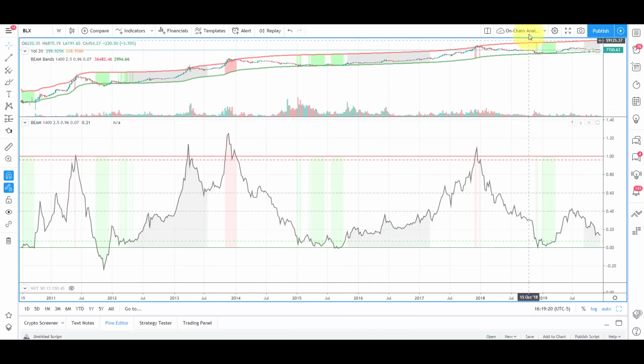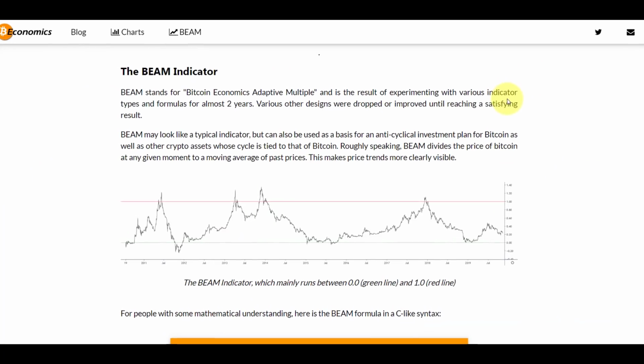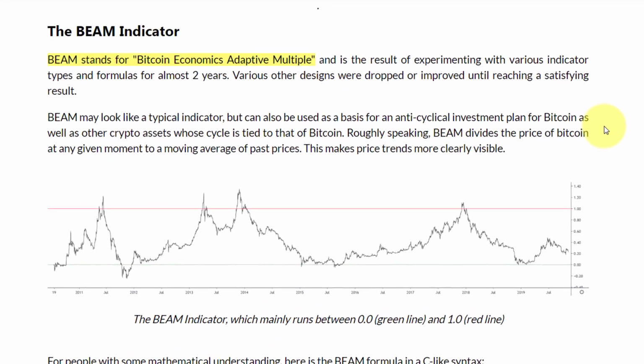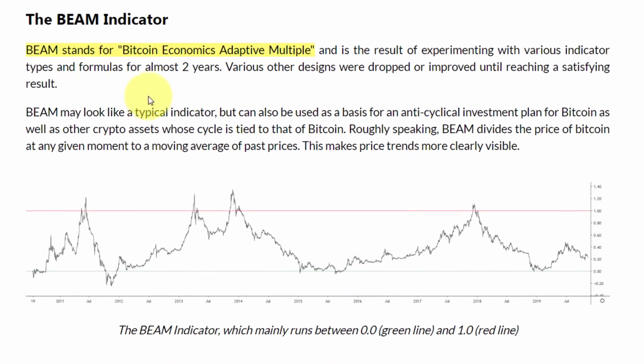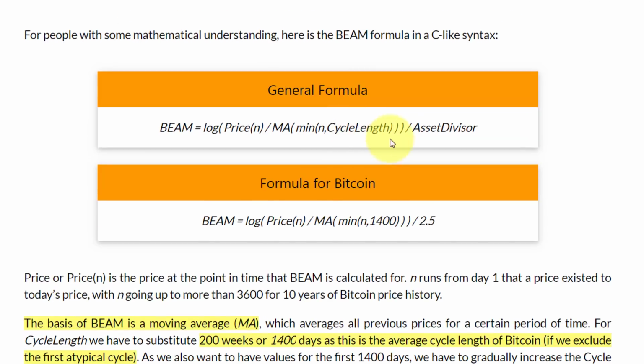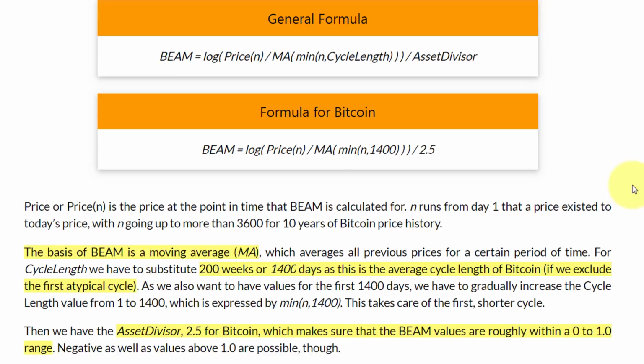Now, first thing we should do is look at how it's constructed or what the logic is behind the formula. So bitcoineconomics.io, they're the ones behind this indicator. Again, this is freely available on TradingView. BEAM stands for Bitcoin Economics Adaptive Multiple. Okay, so they've messed around with different formulas and averages. They came up with this formula, okay, for you math geeks out there.